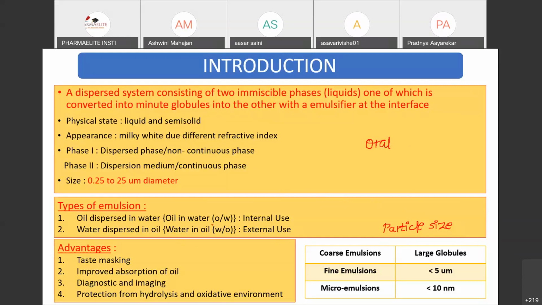Oil would be your internal phase. Water would be your external phase. Water is the external phase, therefore it is hydrophilic. Since it is hydrophilic, I am giving it by oral route.